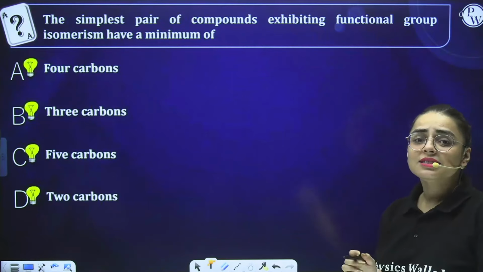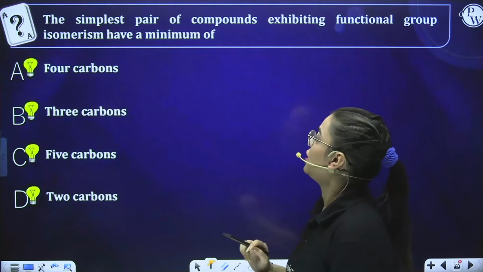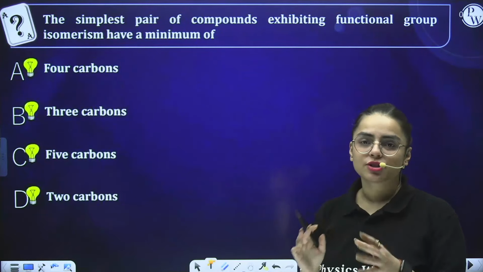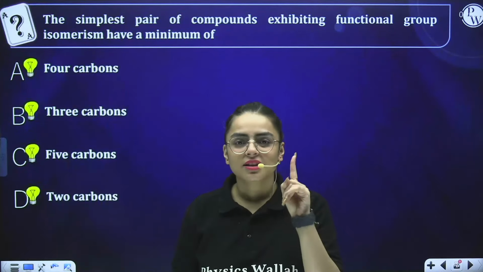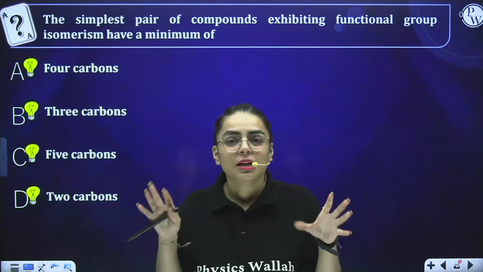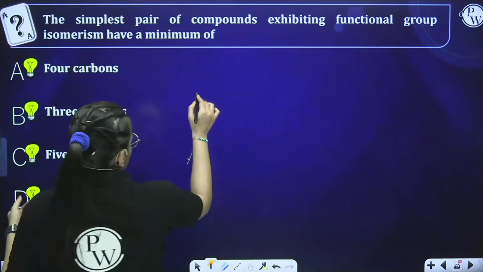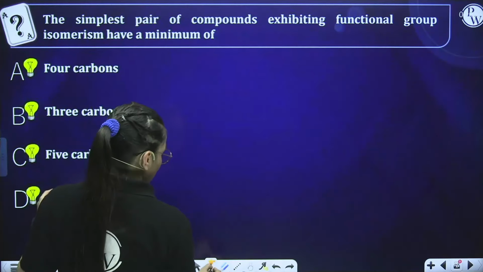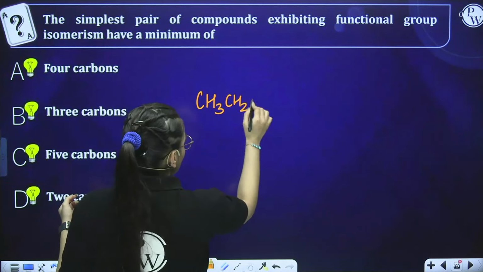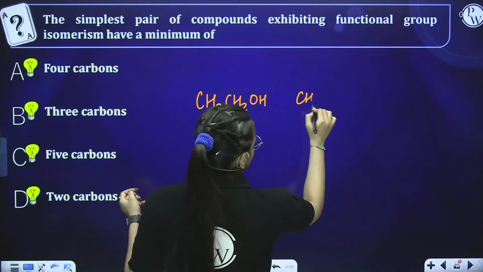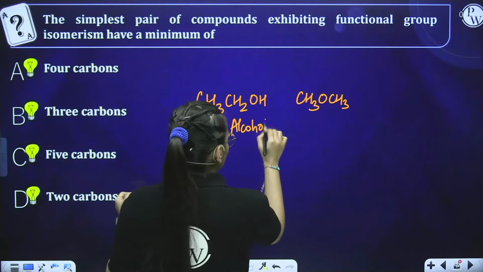The next question is, the simplest pair of compounds exhibiting functional group isomerism have a minimum of. Now, we need to make functional group isomerism, and the simplest can be, start from the very first carbon, the single carbon atom. Can a single carbon atom have different functional groups? No. If I say 2 carbon atoms, yes, I can make a structure. See, if I say CH3CH2OH, this is alcohol, and if I say CH3OCH3, it is ether. This is alcohol, this is ether.